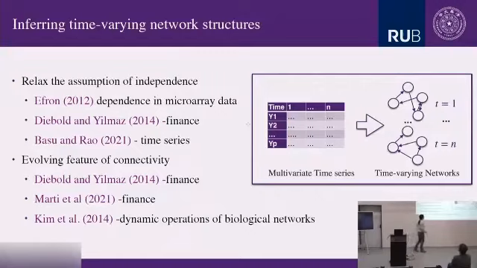And the second problem we want to address is, since we have time series, we can get something more than just one network. What we can get is a time-varying network. At each time point there's a network, and it evolves with respect to time. These evolving features of connectivity are also attracting a lot of attention from different domains, like finance or biology, and they want to know what the dynamics are between different entities.